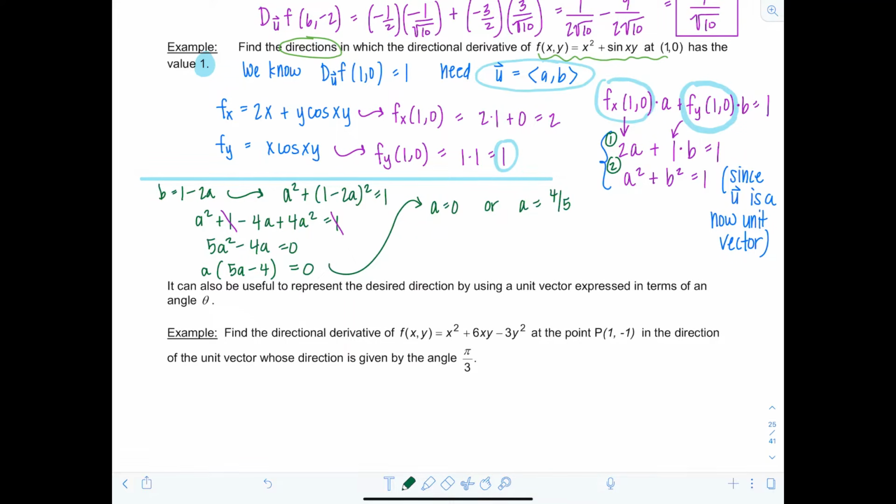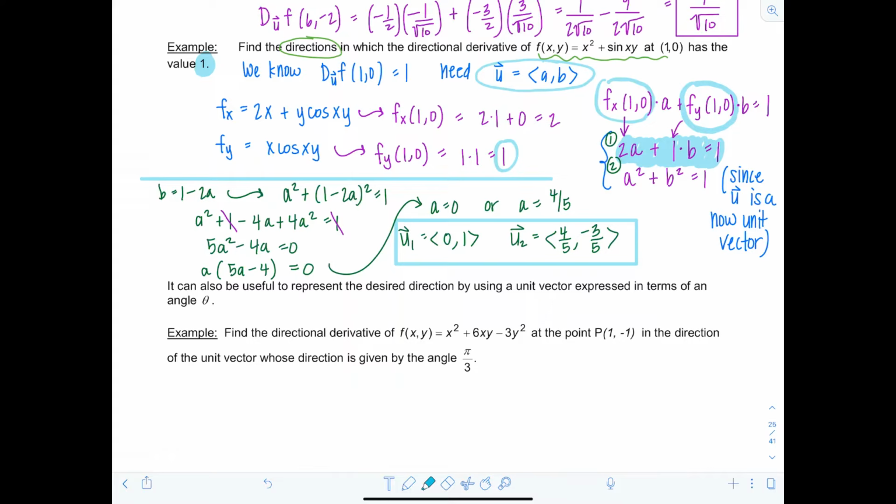So I have two options for my unit vectors. Unit vector number 1, if a is 0, b has to be 1, right? Its magnitude is 1. Unit vector number 2, if a is 4/5, then I could solve for b. Come back here, that way you won't have any ambiguity as to the sign of b, right? So if a is 4/5, that's going to be 8/5. So b is 1 minus 8/5, which is going to be negative 3/5. And then you can confirm the magnitude should be 1, which it clearly is. Okay, so there's our solution right there. Pretty fun, huh?